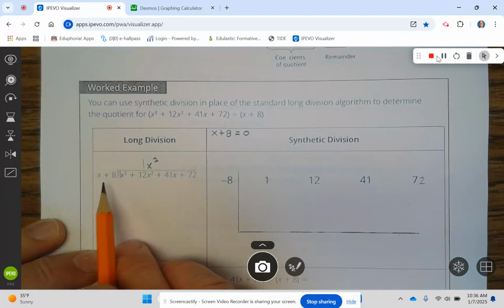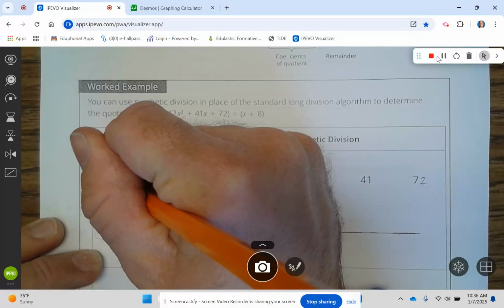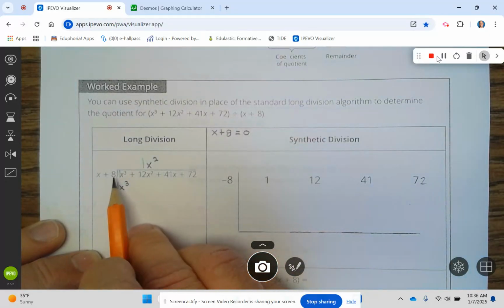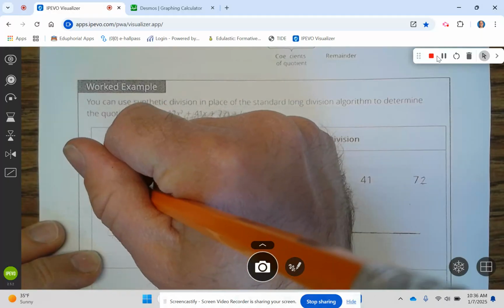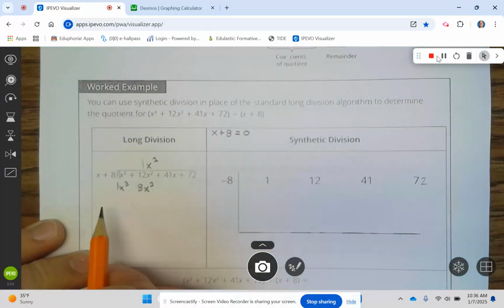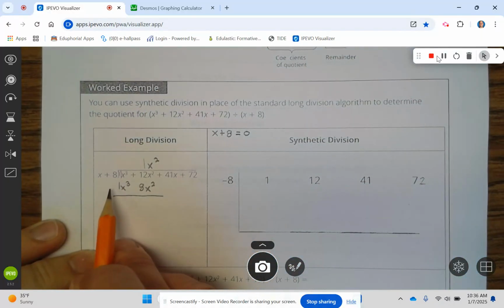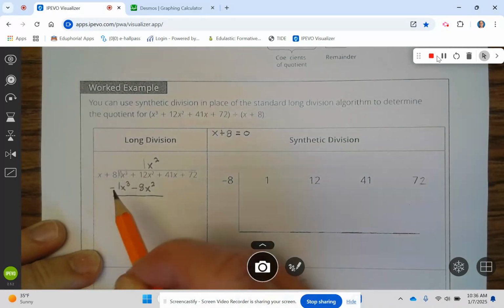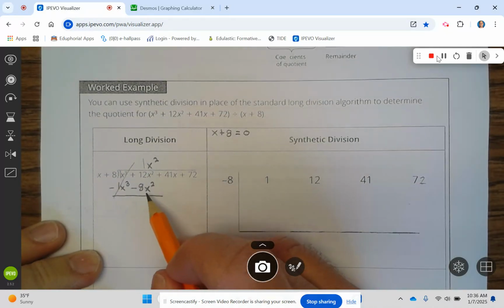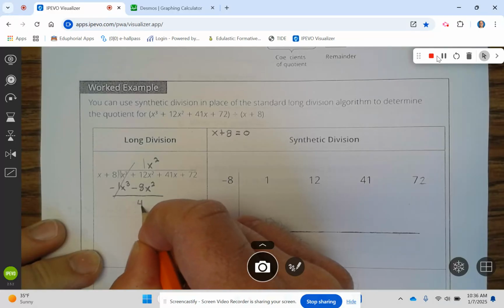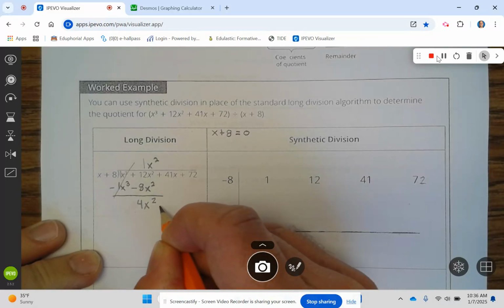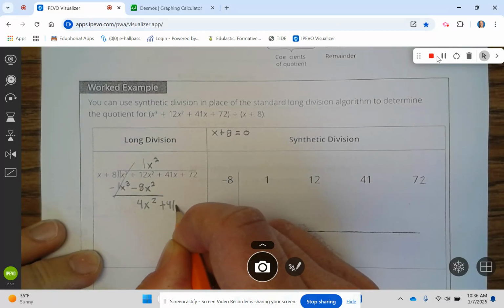And then we multiply. 1x squared times x is 1x cubed. 1x squared times 8 is 8x squared. And then we subtract. This cancels. 12x squared minus 8x squared is 4x squared. Go ahead and bring down the plus 41x.